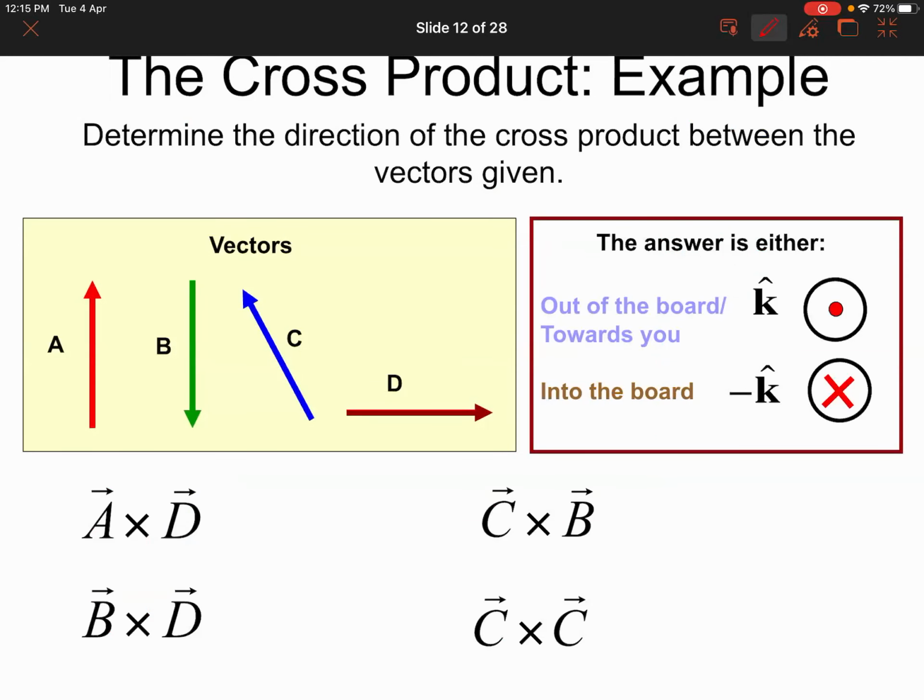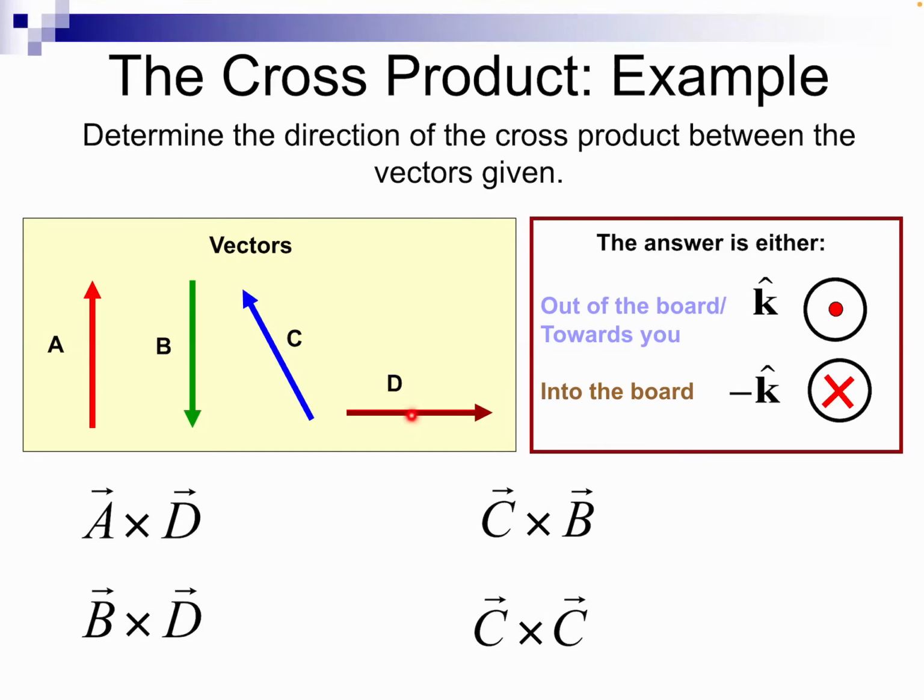Right, so here are 4 vectors, A, B, C, D, their orientations are shown, and find the directions of these cross products here. A cross D, B cross D, C cross B, and C cross C. So your choice of answers are these. K hat represents out of the board, and minus K hat is going into the page, into the board.